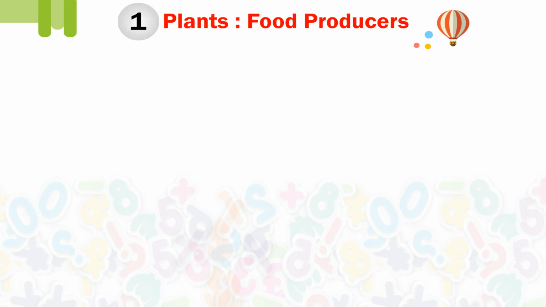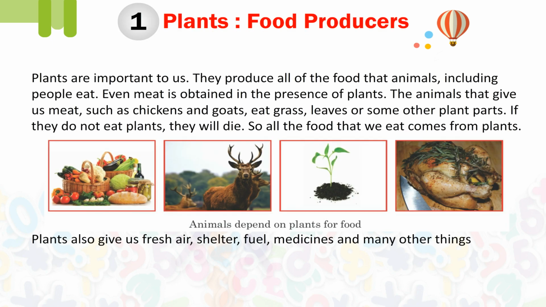Chapter 1. Plants, Food Producers. Plants are important to us. They produce all the food that animals including people eat. Even meat is obtained in the presence of plants. The animals that give us meat such as chickens and goats eat grass, leaves or some other plant parts. If they do not eat plants, they will die.